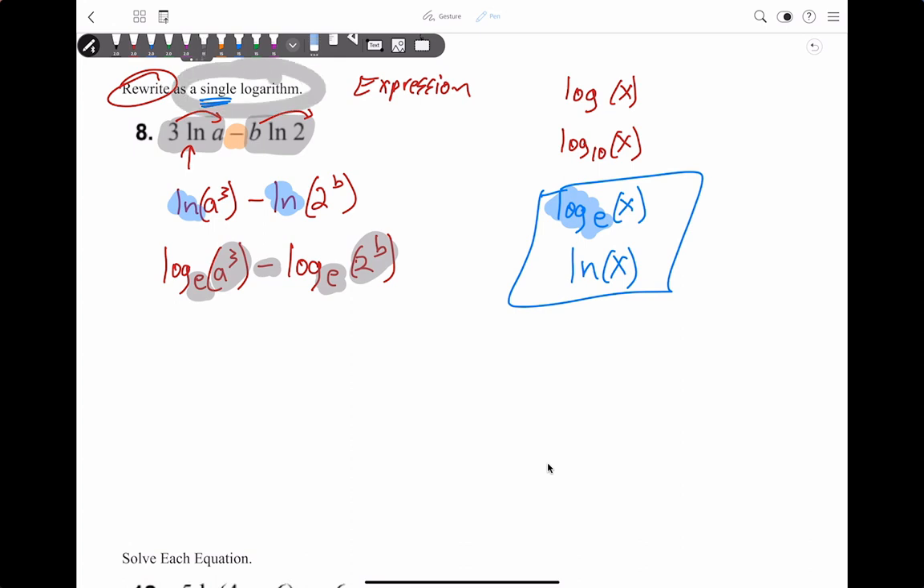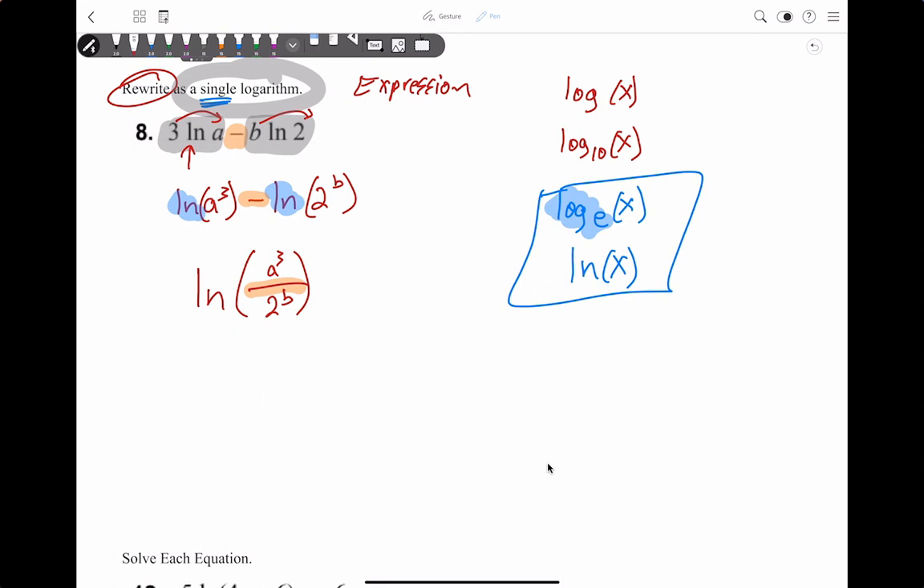Okay, so let me go ahead and show you from here what's happening. Okay, because these bases are the same, they're base e, I'm going to combine these natural logs into one huge natural log, if you will. And again, because this was subtraction, it will be a division here in this one single argument. Okay, a cubed came first, and it's thus divided by 2 to the b. So our rewrite, if you will, is going to be the natural log of a cubed over 2 to the b. This is our rewrite as it is.